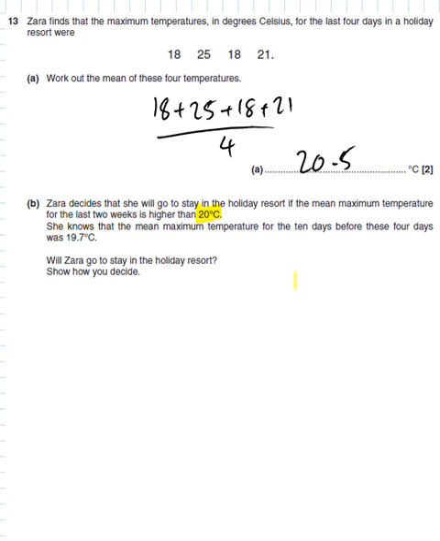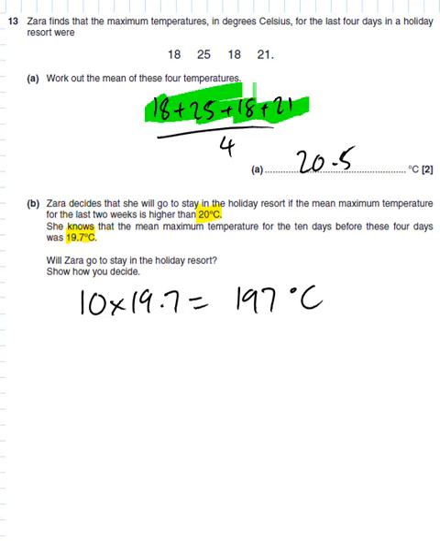She knows that the mean maximum temperature for 10 days before these 4 days was 19.7. Will Zara go to stay in the holiday resort? So if you know that for 10 days it's been on an average of 19.7, you can times that together to get the total degrees that it's been in those 10 days. Now we also know from here, if I just highlight in green, we've got these points here. So we can add them on.